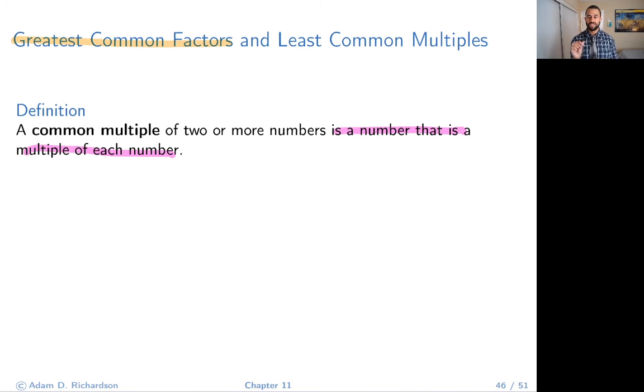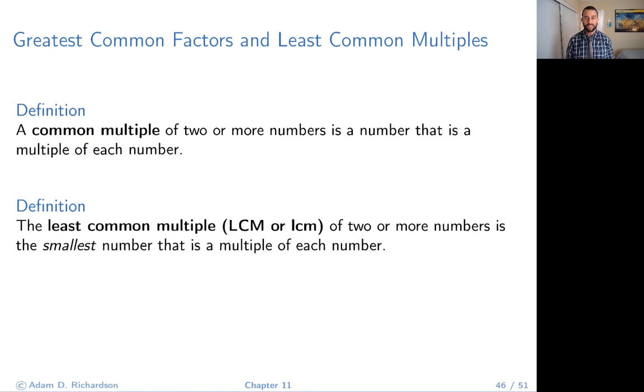So we're going to start with this, a common multiple versus the least common multiple. Now, the least common multiple of 2 or more numbers is the smallest number that's a multiple of each. All right, so that's the difference here. A common multiple is a number that's a multiple of both. And the least common multiple is the smallest number that's a multiple of both.